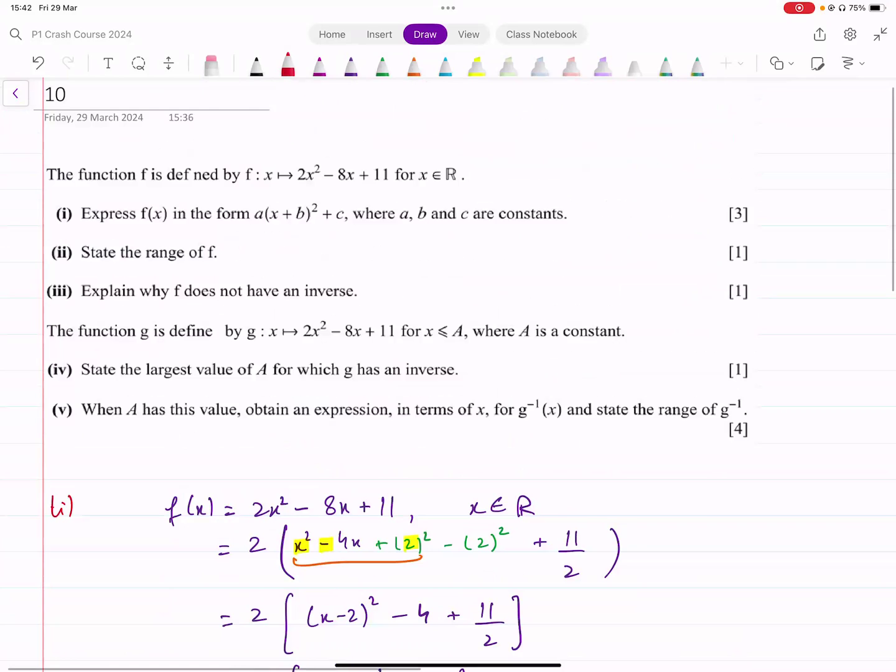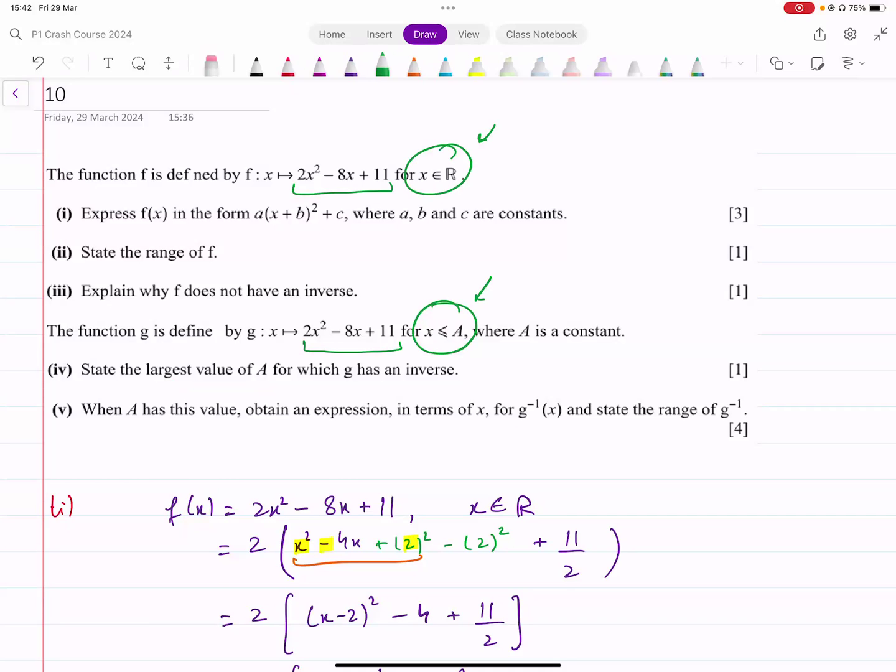Now there's another function g that's defined by g of x equals this, and we're given that x is less than or equal to a, where a is a constant. State the largest value of a for which g has an inverse. Now, what does that mean? What's this function g of x? Well, if you look at this closely, it's 2x squared minus 8x plus 11, and that's exactly what f of x was as well. What's the difference between these two? Why is this a different function? Because the domains of these two functions are different.